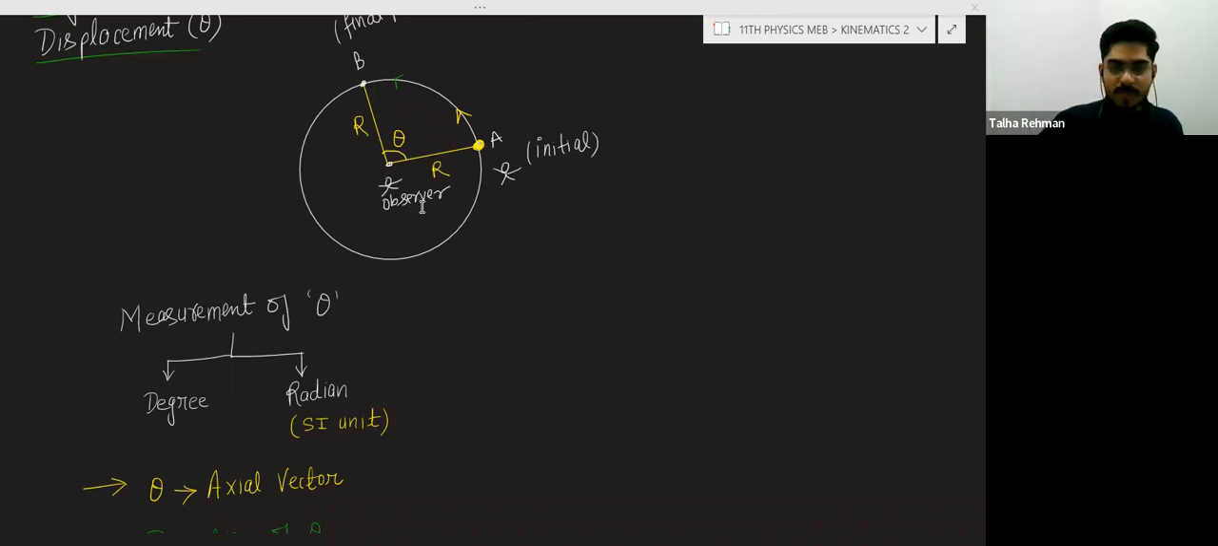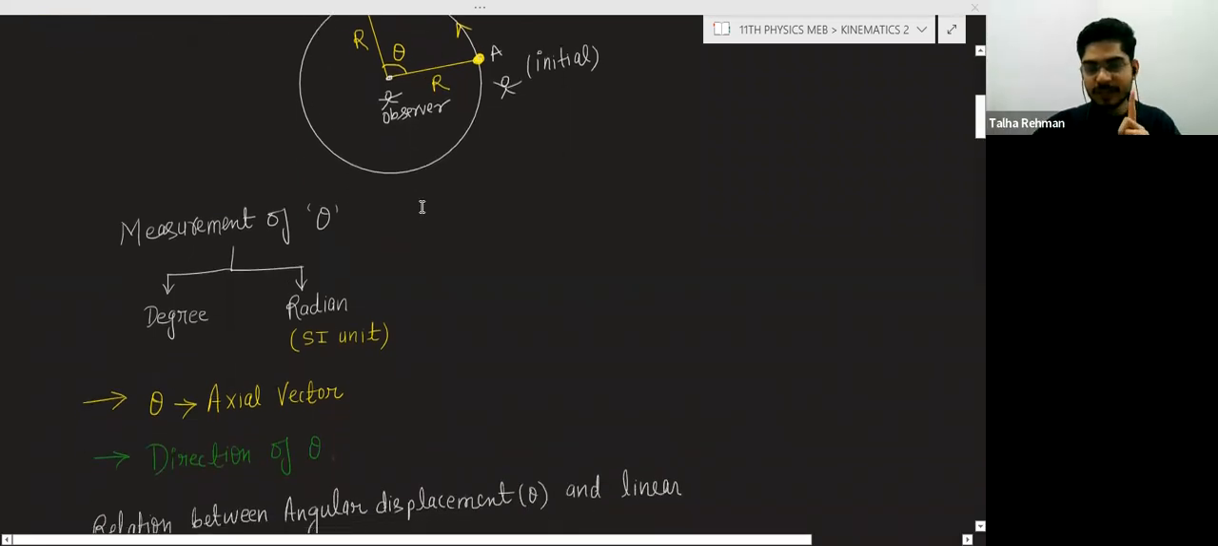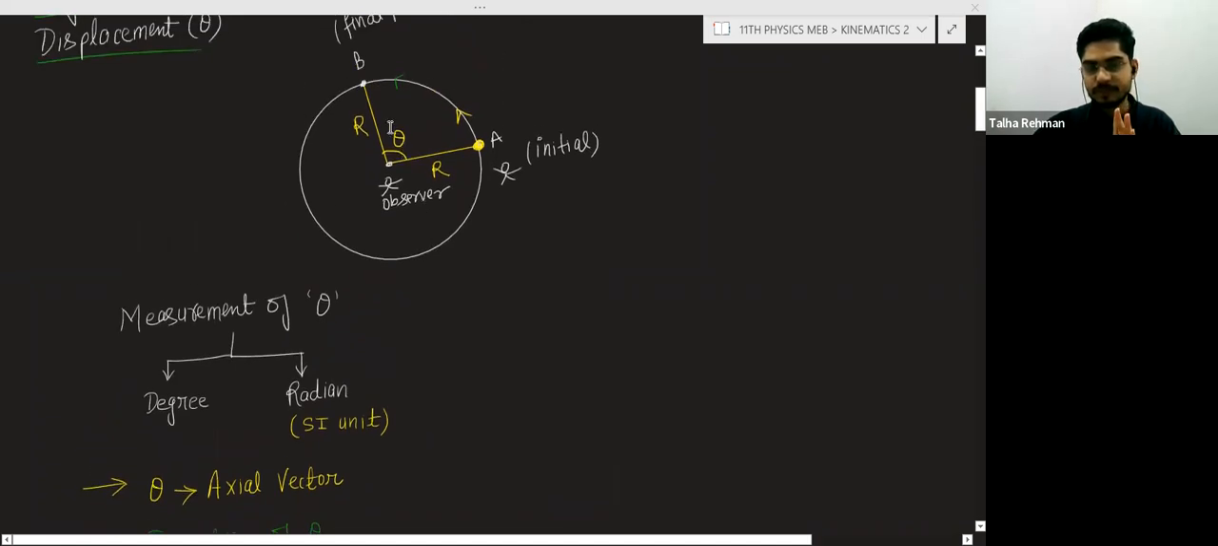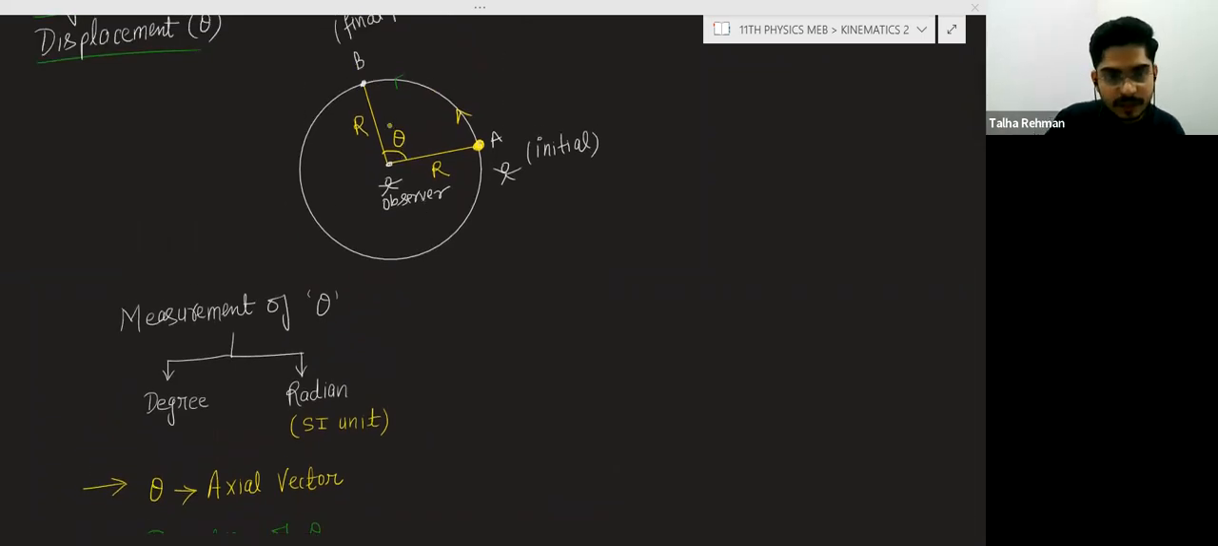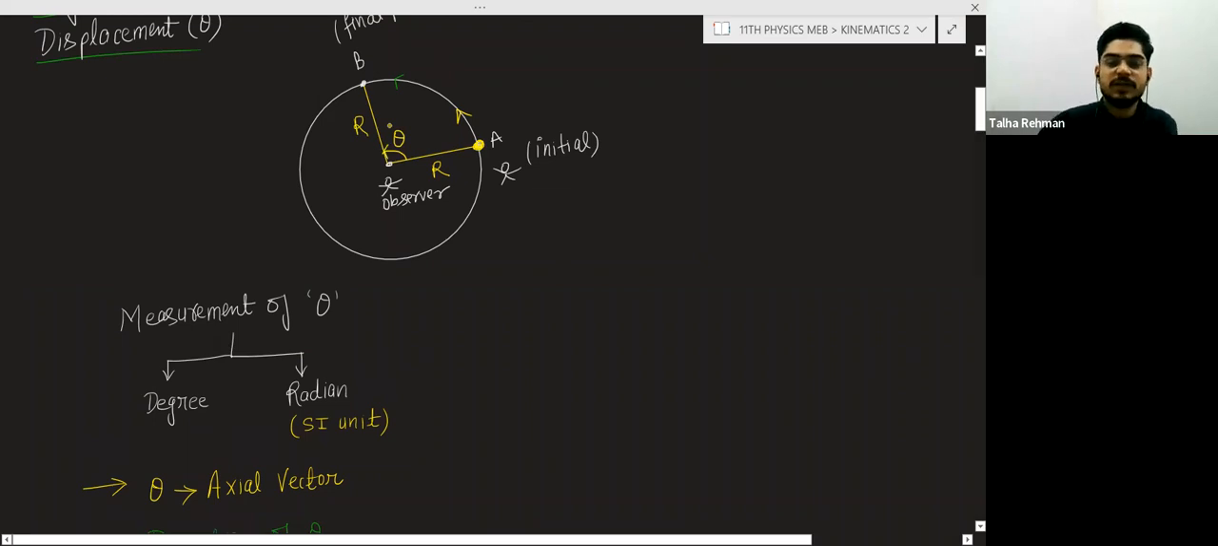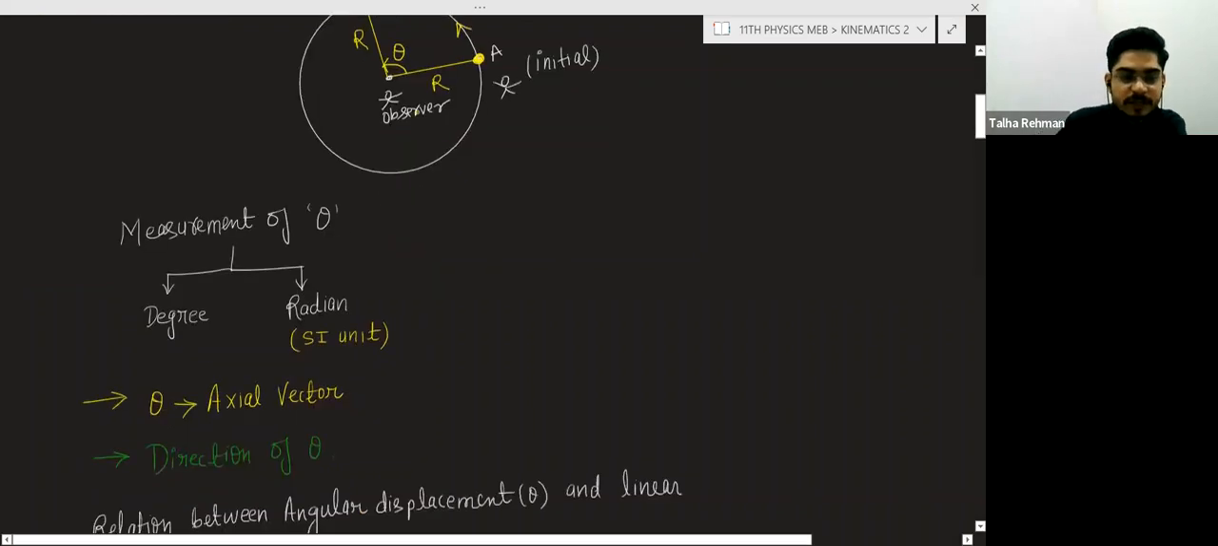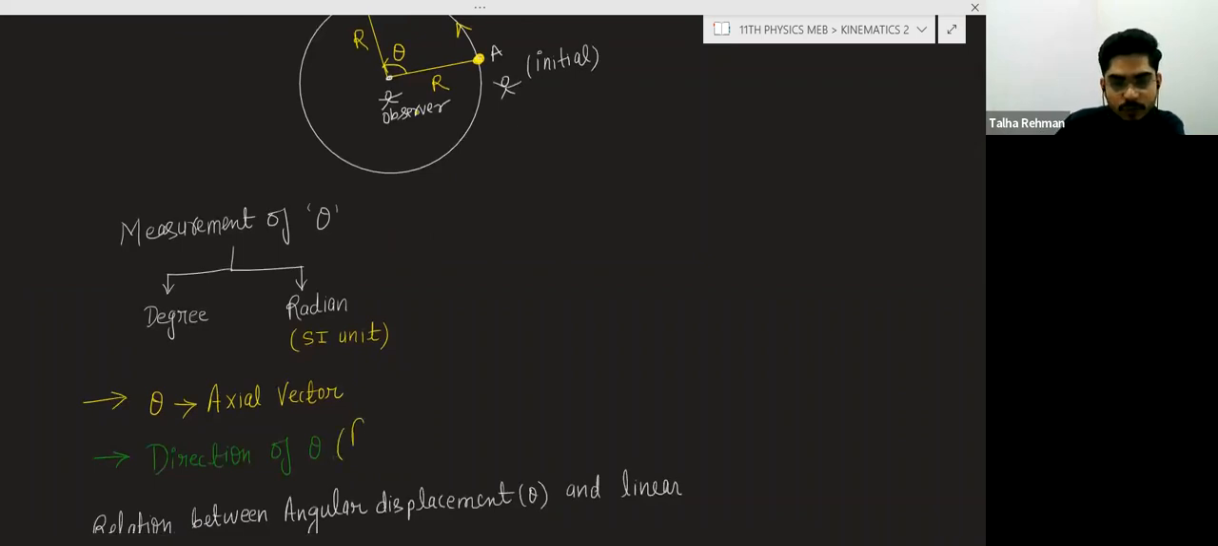Okay. So now for the direction, if you want to find the direction of this theta, basically this theta is like this. This is the theta, and the direction of the theta is given by a rule, the right hand thumb rule. Right hand thumb rule.